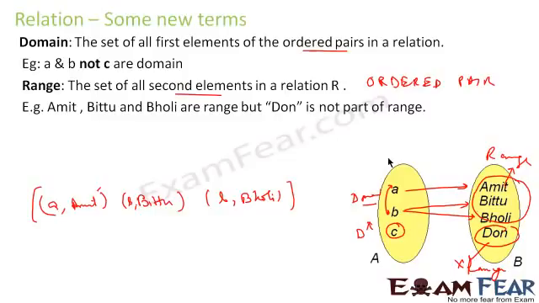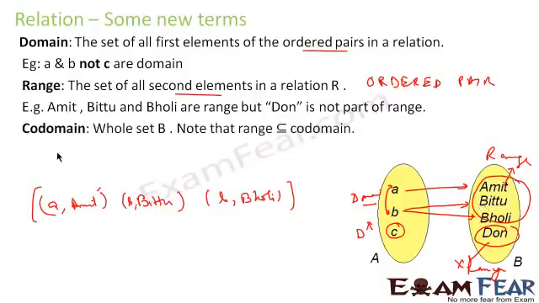Please understand, in domain you should not take all the elements in set A, and in range you should not take all the elements in set B. Only those elements which are part of the ordered pair should be taken. So here A and B were part of ordered pair, so we took A and B as domain. Since C was not part of ordered pair, C was not taken as part of domain. Similarly, for range, you should not take all the elements in B. Only those elements of B which are part of ordered pair are part of range. In this case, Amit, Bittu and Bholi are part of range and dawn is not part of range.